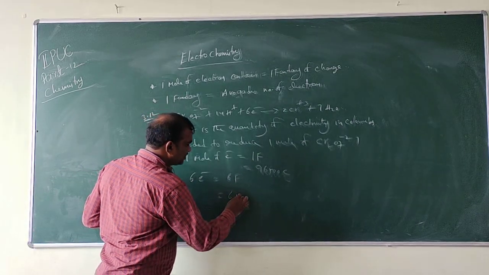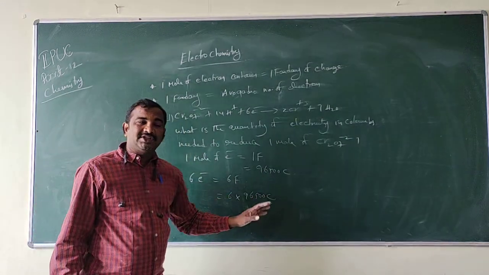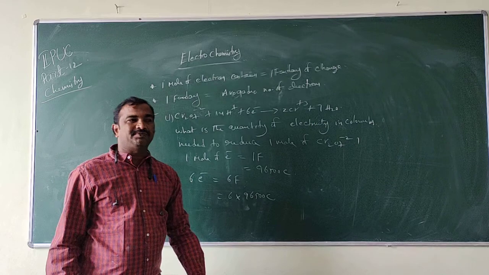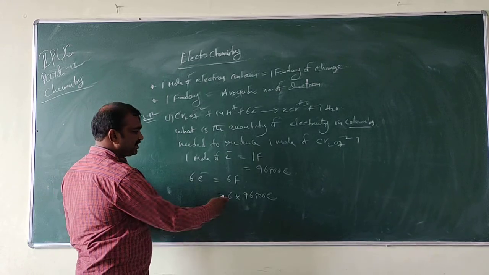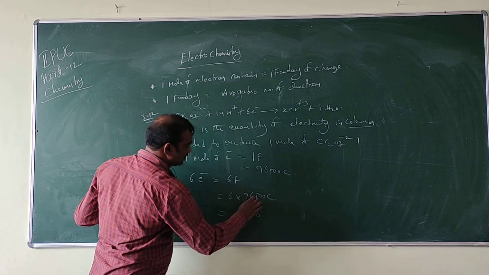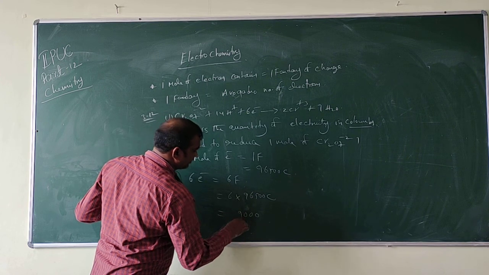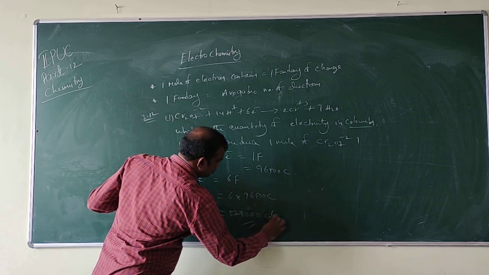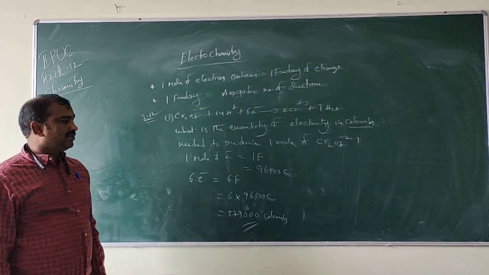That is equal to 6 into 96,500 coulombs. But why are you writing this 96,500? Because they asked for the quantity of electricity in coulombs, so we have to convert it to coulombs. That is 6 into 96,500 coulombs, which is equal to 579,000. So this much coulombs are needed to reduce 1 mole of Cr2O7 minus 2 ion.